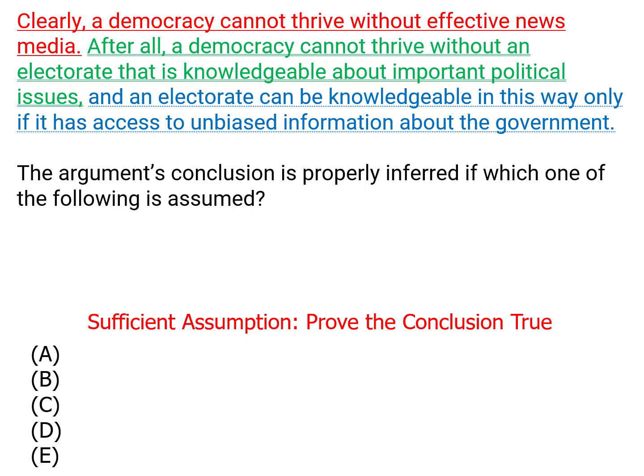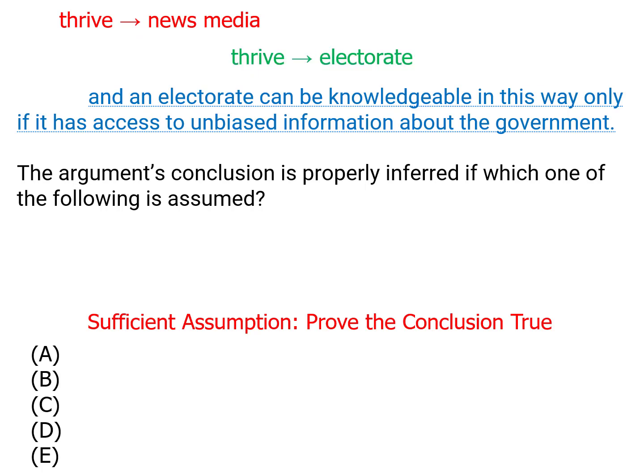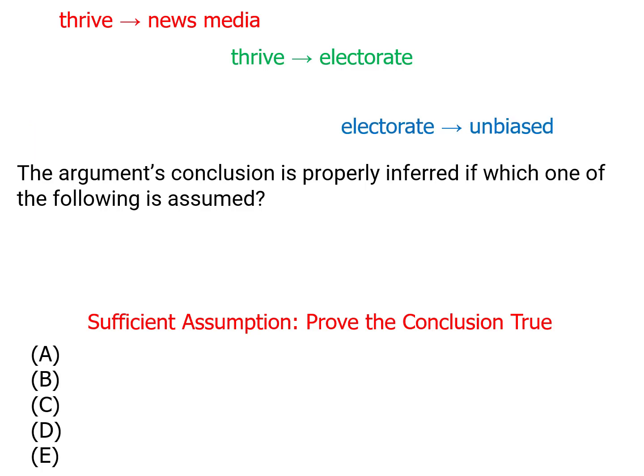Now, if your formal logic detectors are going off, that's a good thing. All three of these statements could be written as formal logic statements. The conclusion: in order to thrive, you have to have a news media. The first piece of evidence: in order to thrive, you have to have a knowledgeable electorate. And the second piece: in order to have a knowledgeable electorate, you need access to unbiased information.